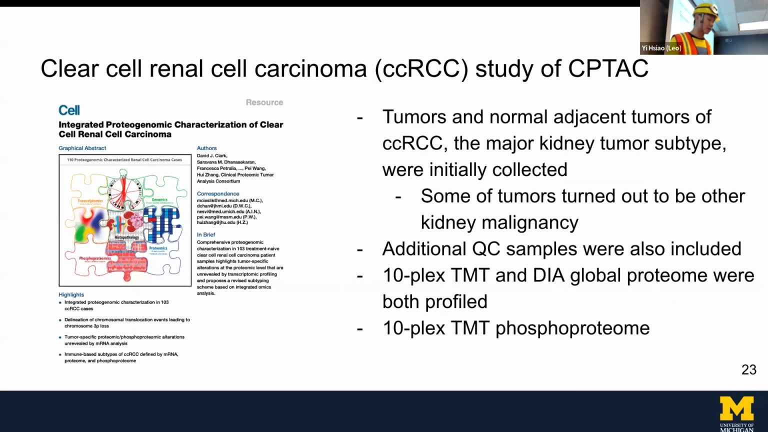The general idea is that this is a cancer cohort. We are studying one major kidney cancer type called clear cell renal cell carcinoma. In this cohort, we have tumor and also normal adjacent tissue, and other quality control samples. We incorporated several QC samples into it. The data was quantified by TMT and DIA together. They have a pretty complex workflow.